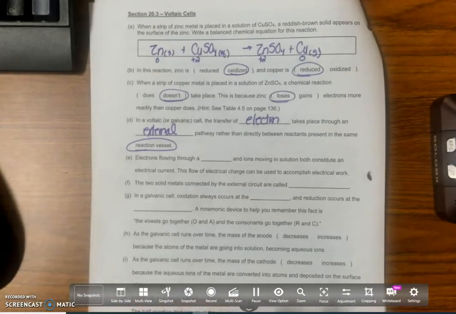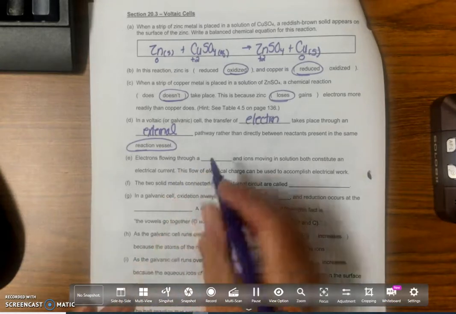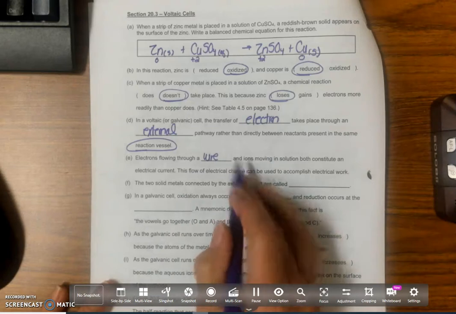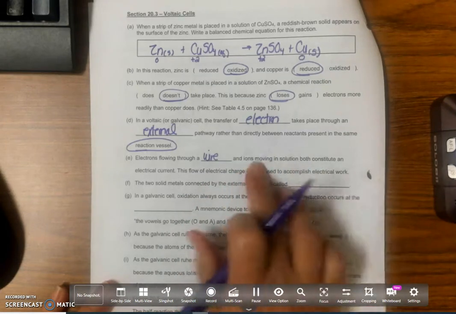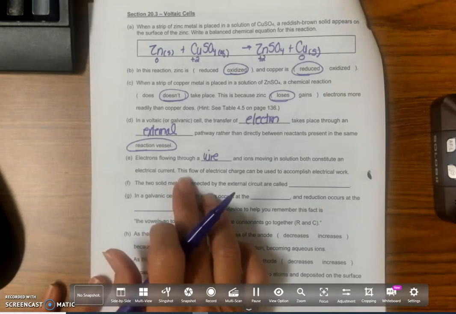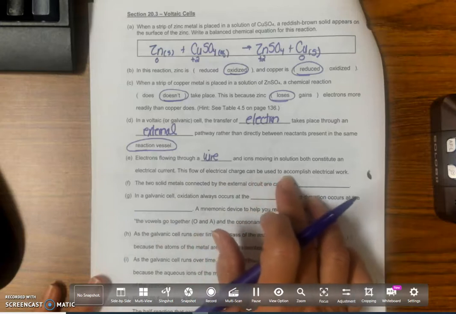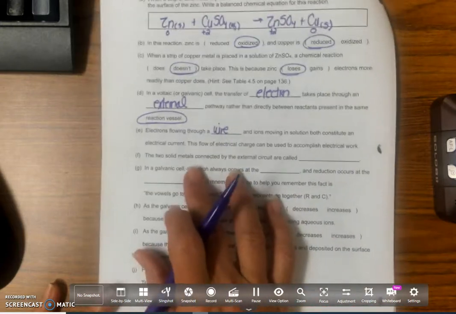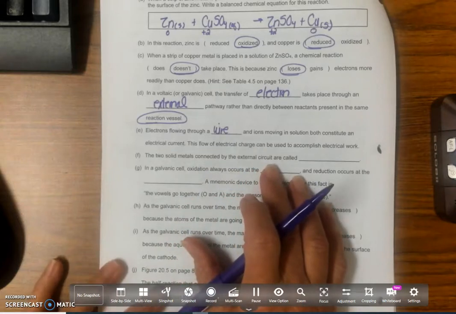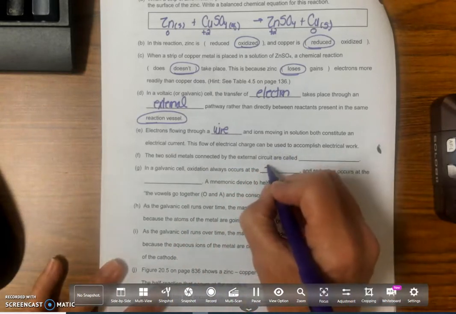Okay, so electrons flowing through a wire. Remember, we saw the electrons flowing through that wire, and ions moving in solution both constitute an electrical current. Remember, we have to have both. This flow of electrical charge can be used to accomplish electrical work. The two solid metals connected by the external circuit are called the electrodes.